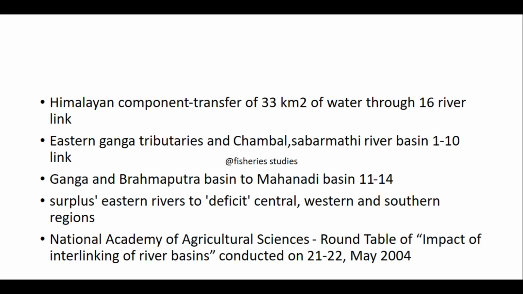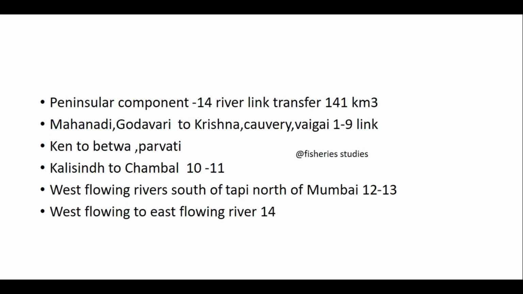Transfer area is 33 kilometers square through 16 river links. In the Peninsular River component, there are 14 river links and the transfer volume is 141 kilometer cube.